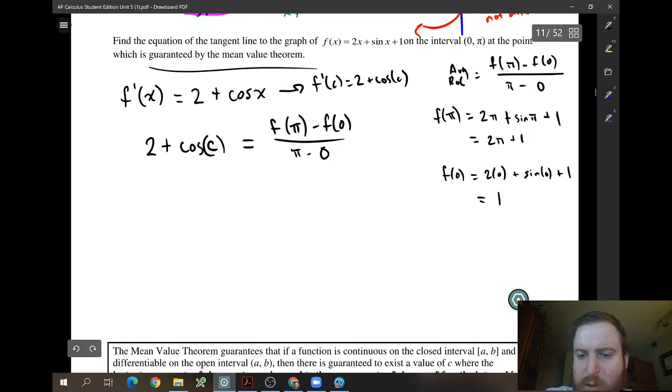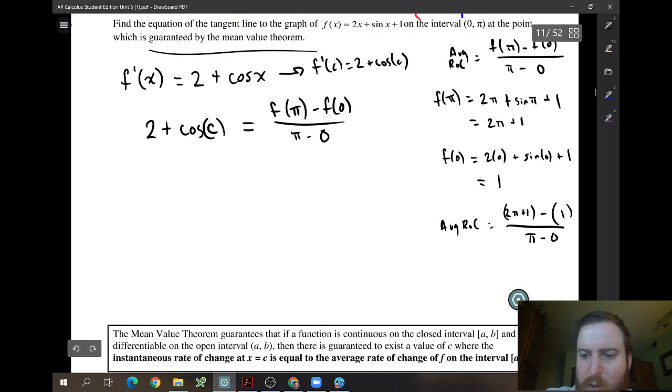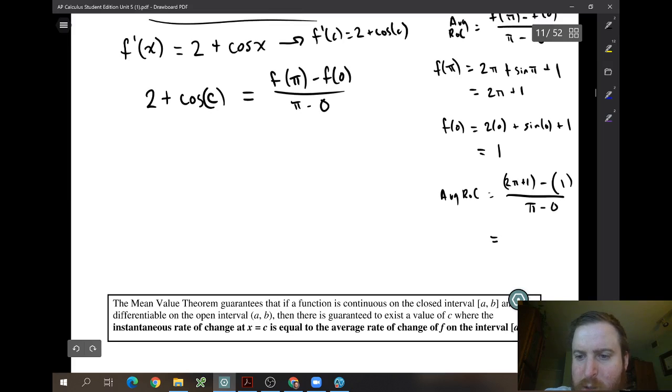And so then they would say, okay, so our average rate of change is equal to f of pi, which was 2 pi plus 1. I like to put these in parentheses, minus 1, just to make sure we're plugging in correctly, over pi minus 0. So 2 pi plus 1 minus 1 is just 2 pi over pi.